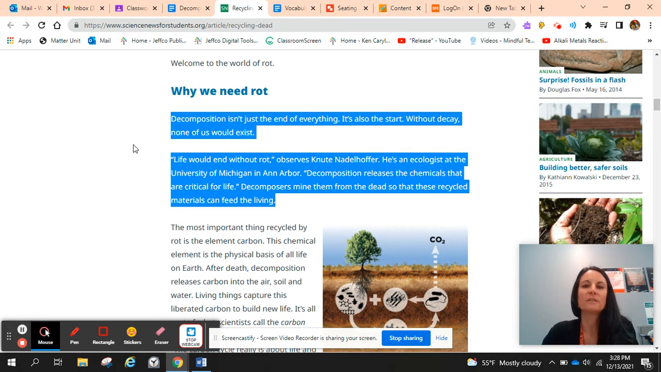Decomposition isn't just the end of everything, it's also the start. Without decay, none of us would exist. Life would end without rot, observes Newt Nadelhoffer. He's an ecologist at the University of Michigan in Ann Arbor. Decomposition releases the chemicals that are critical for life. Decomposers mine them from the dead so that these recycled materials can feed the living.